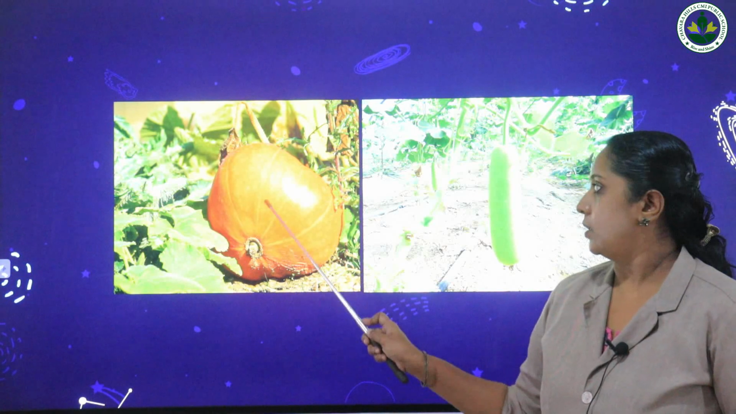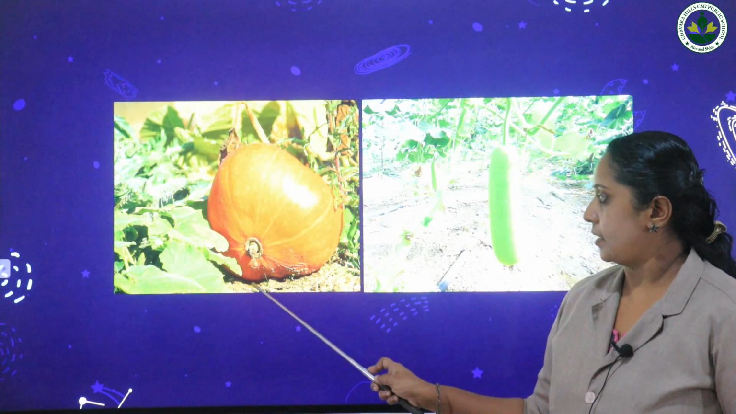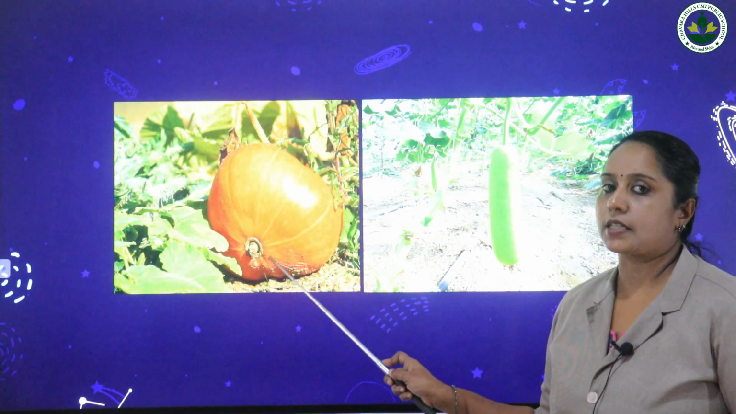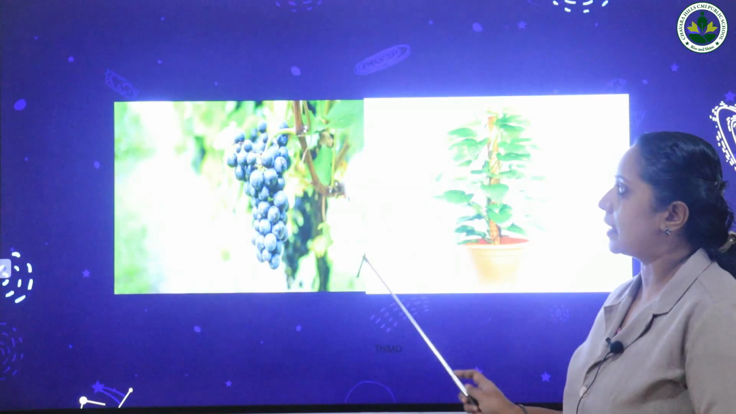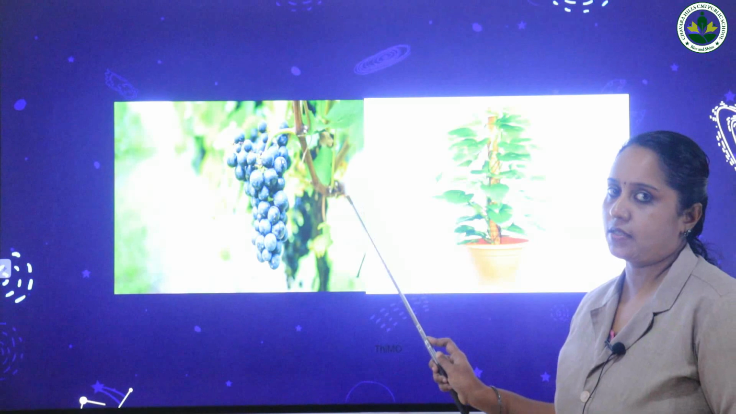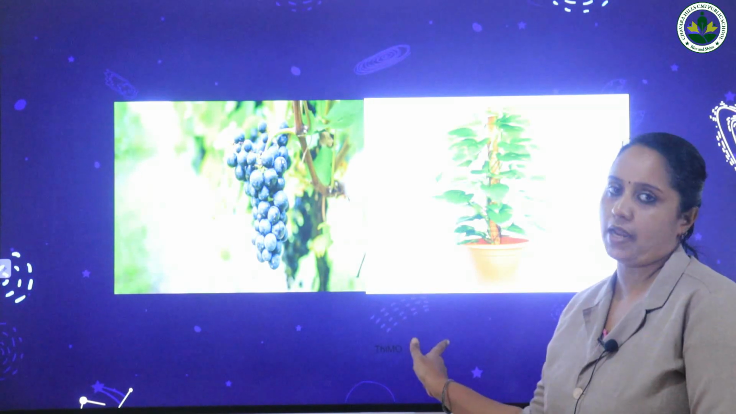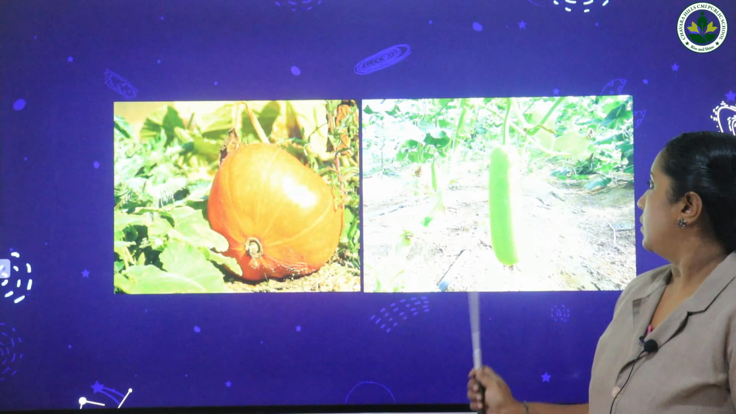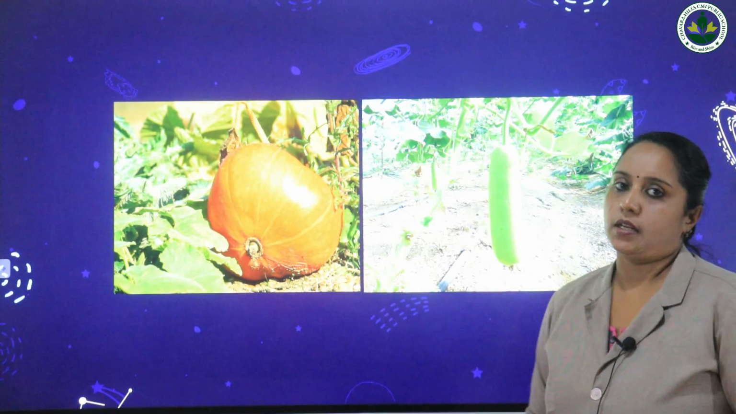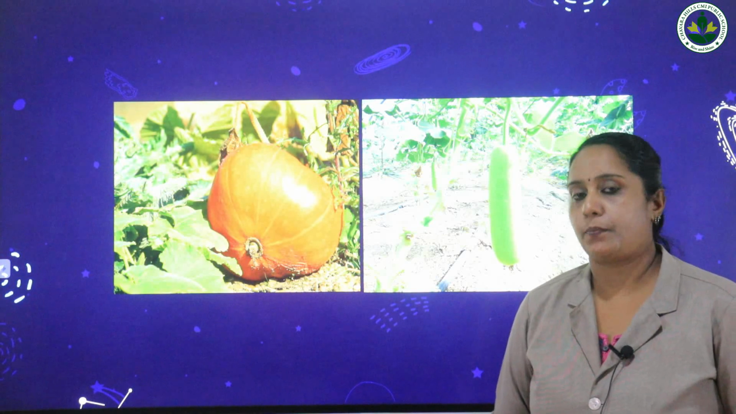See the shape of pumpkin and where it is on the ground. Creepers creep along the ground, whereas climbers climb over other plants. Okay, climbers climb over other plants and creepers creep along the ground. So this is bottle gourd and this is pumpkin. So they are examples for creepers.